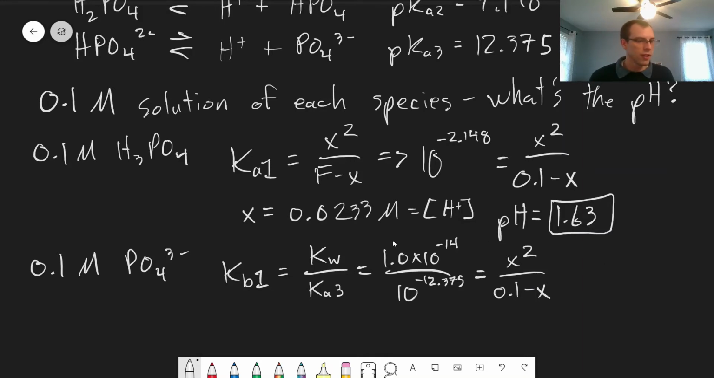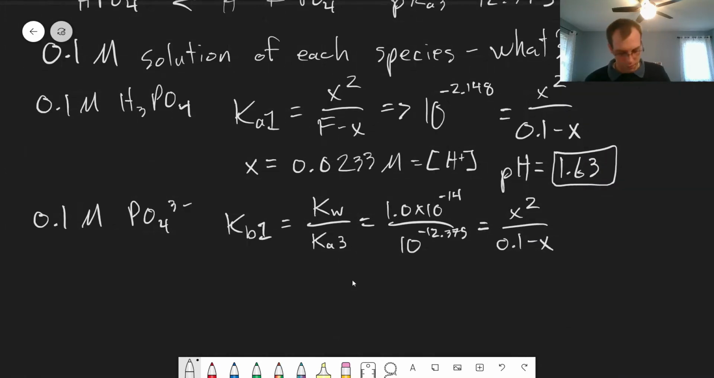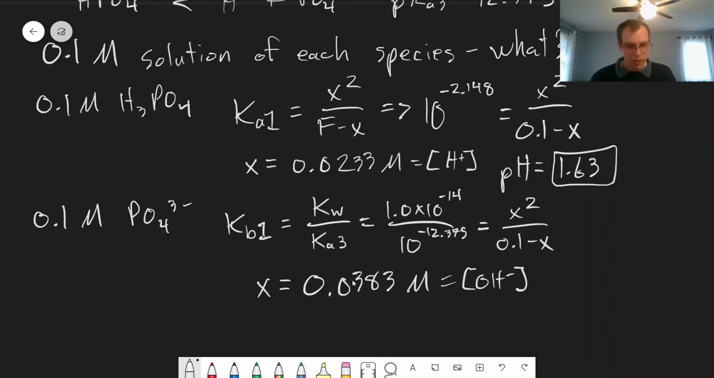We can plug all those values in, and we'll get x equals 0.0383. Sorry, I was looking ahead. Molar. And remember, this is the concentration of hydroxide. We could find the pOH to find the pH, or you can use Kw to find H+.